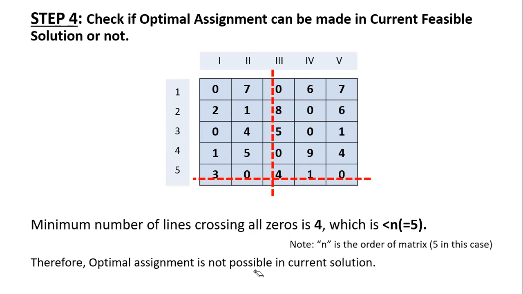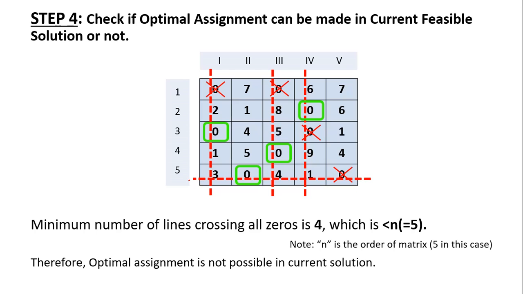These are the lines, but you can see that the number of lines is 4, which is less than 5. So that means we have to do one more iteration. Now here again the question is how to mark these zeros. Like I said, you can select any zero provided there are no multiple zeros marked in the same row or in the same column, right?